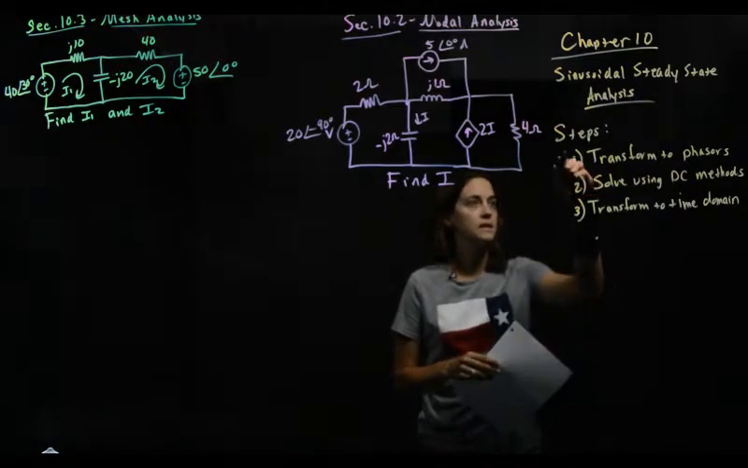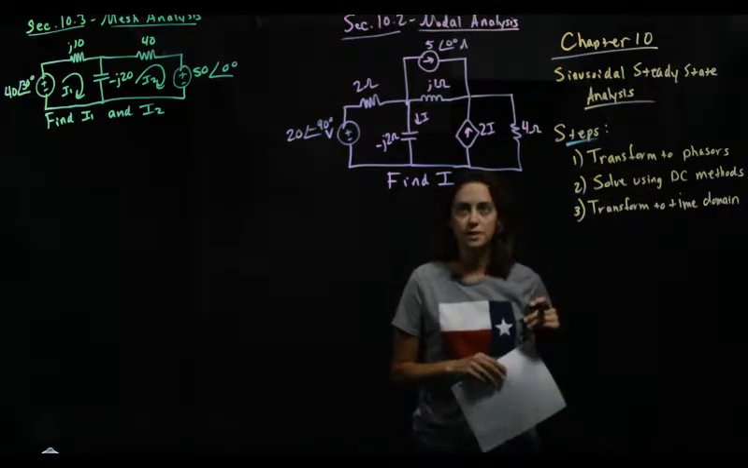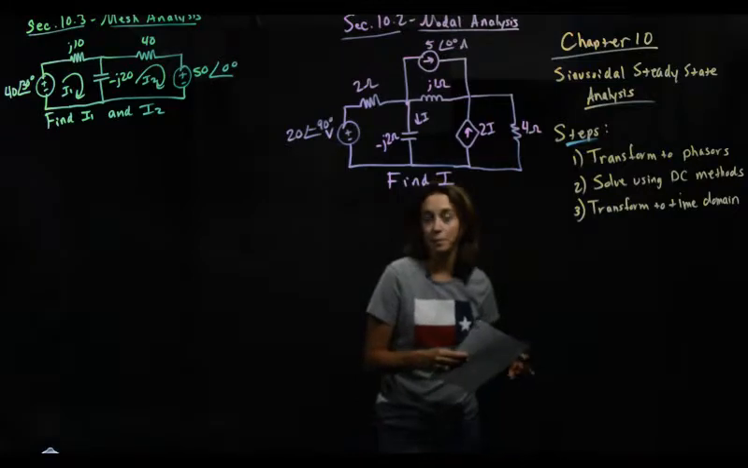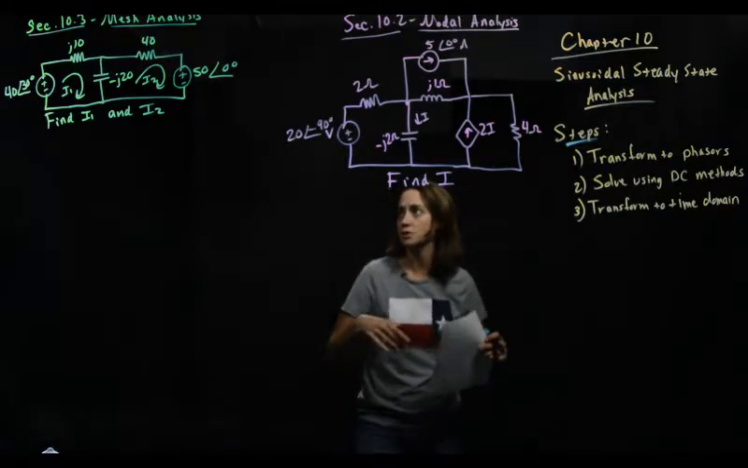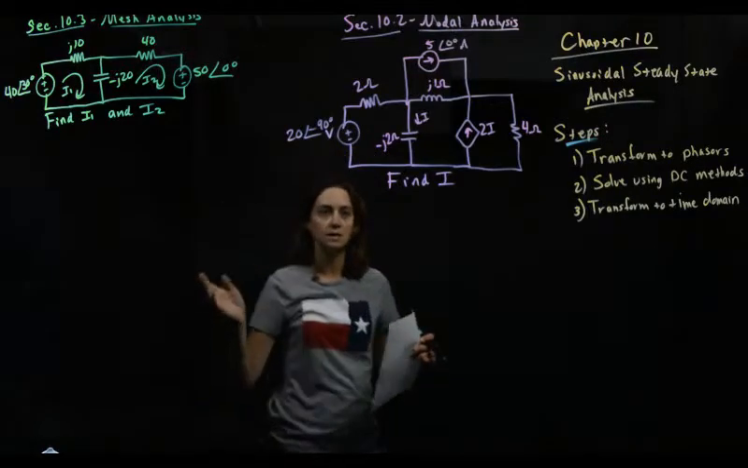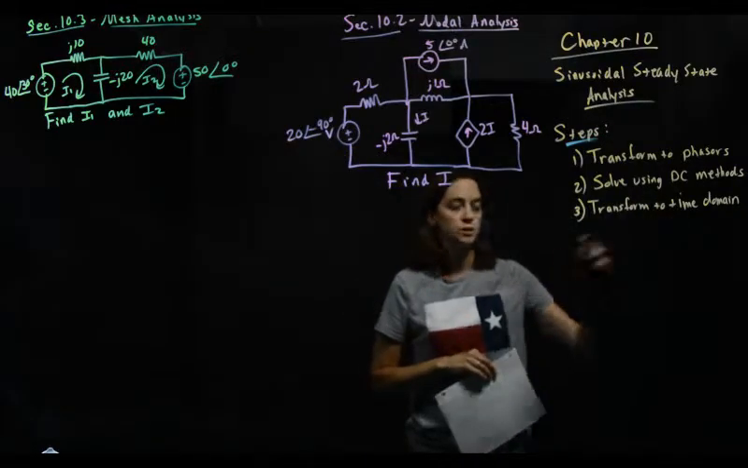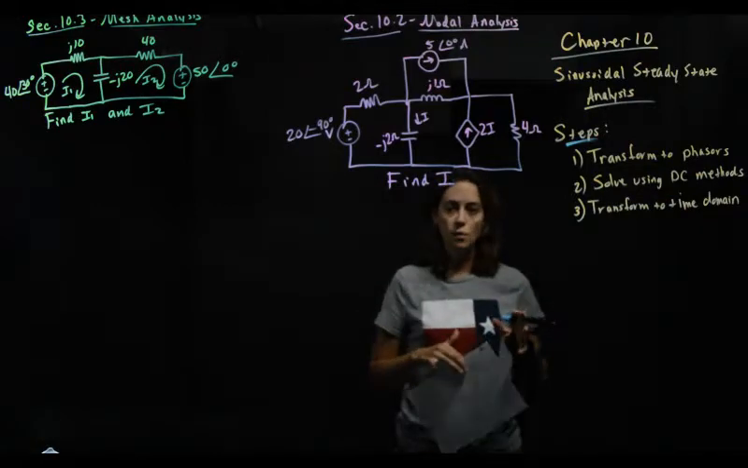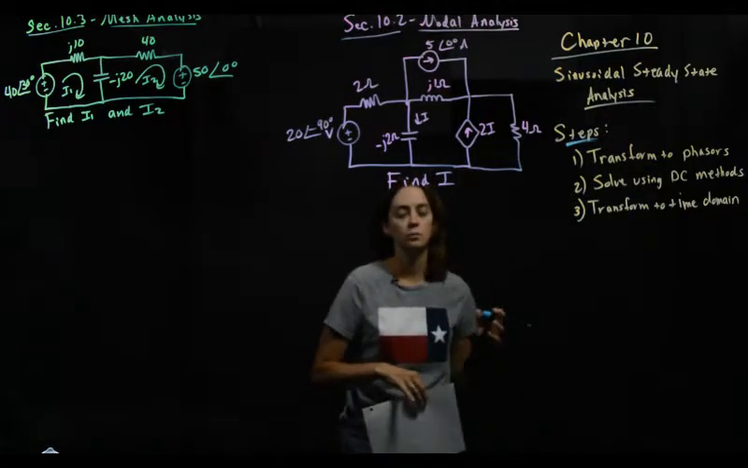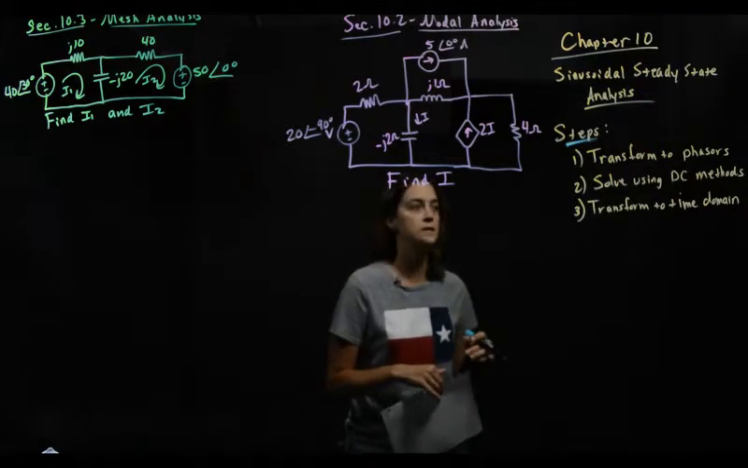So here are the basic steps for everything in Chapter 10. You want to first transform everything to phasors if you haven't already been given the problem in phasors. You can see both of these problems, they've already done that work for us. Everything's in phasor notation, but it may not be. Step 2 is just solve using DC methods. Anything you're already used to, what we've done before. Nodal, mesh, Thevenin, superposition, all of it still applies.